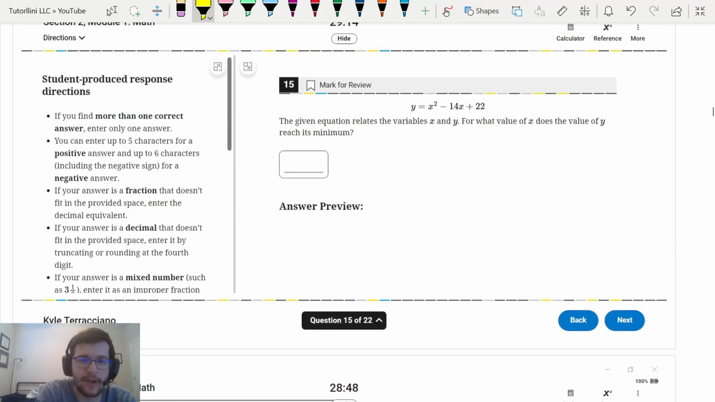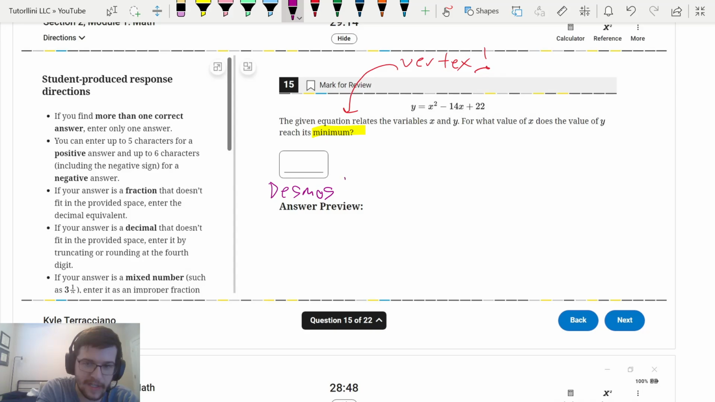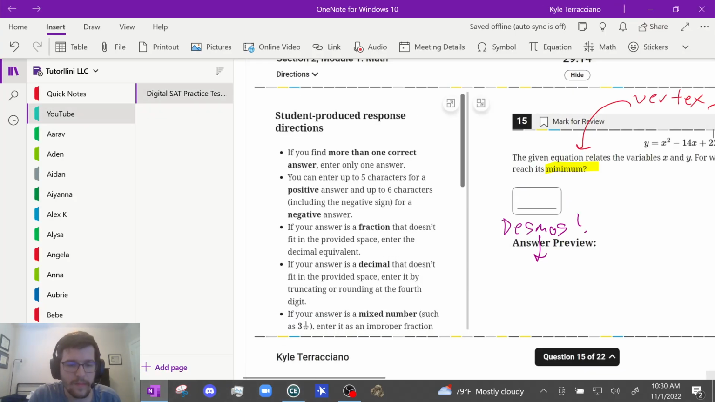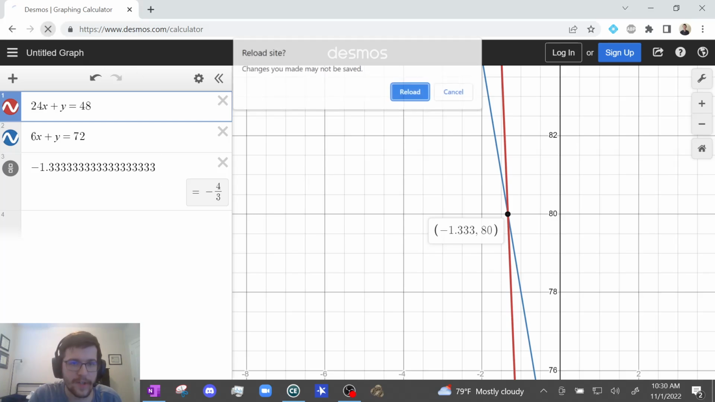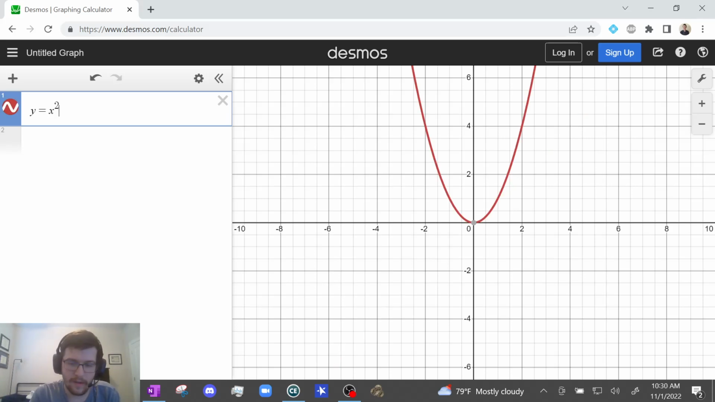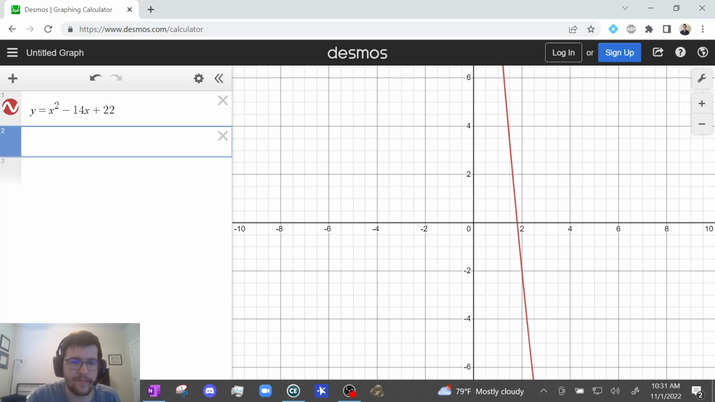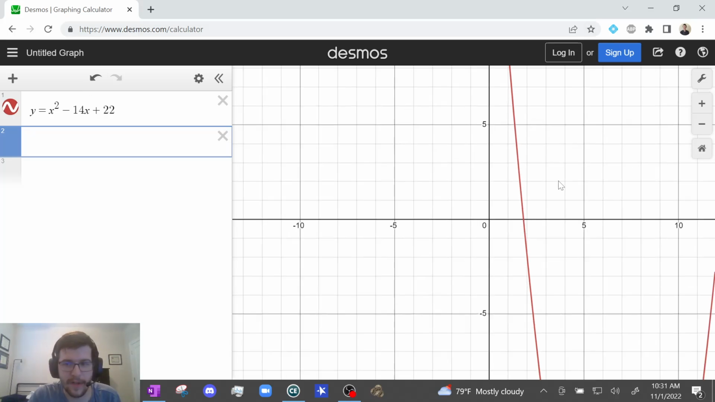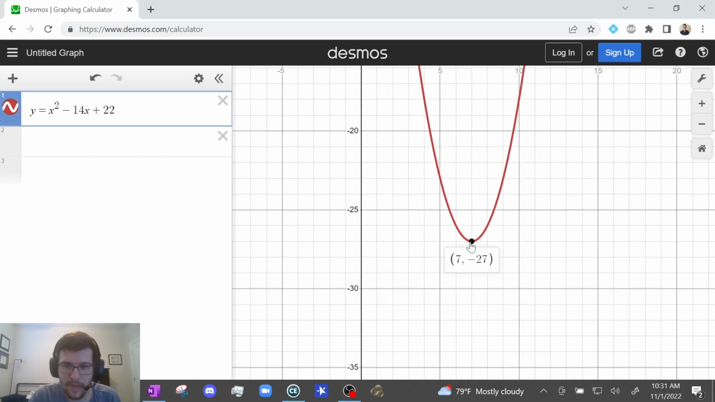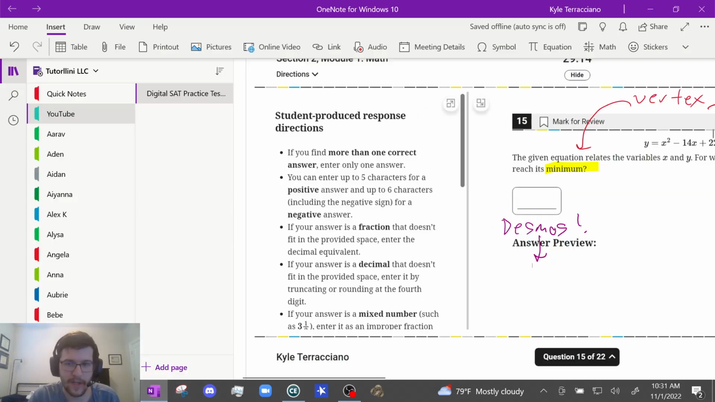Okay, anytime on a quadratic question you see the word minimum or maximum, you should be thinking vertex, the point on the tippy edge of the parabola. Again, we can straight up just use Desmos for this one and answer it very easily. So let's go to Desmos. Let me refresh. And the function is y equals x squared minus 14x plus 22. And it wants us to figure out the vertex. So I'm going to zoom out. Okay, so the vertex is right here. Tells me it's 7 comma negative 27. Okay, let me write that down.